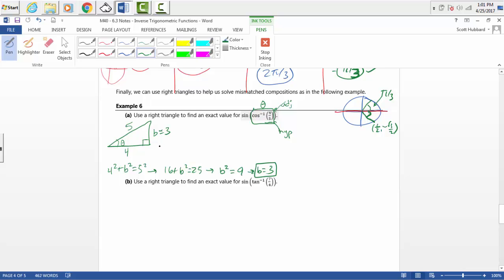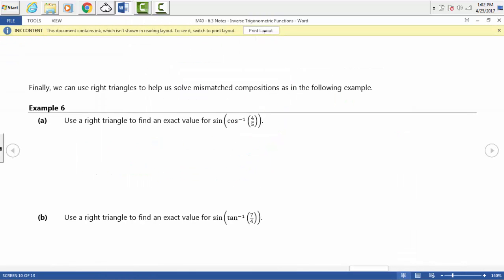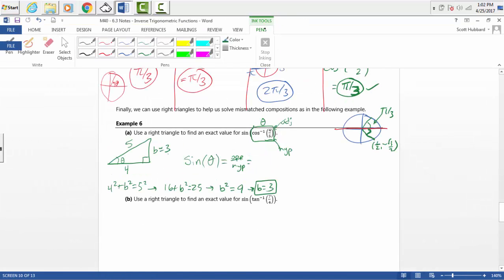Now that I know that's 3, the question is really just asking me what is sine of this angle. Well, sine for that angle is going to be opposite over hypotenuse, which is 3 over 5. So we figured out that even for a non-standard angle, we could solve it. It's 3 over 5.